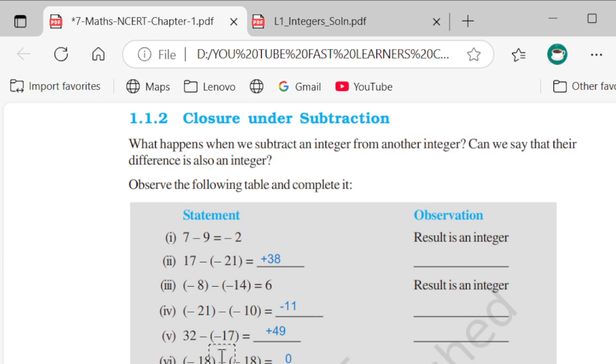32 minus minus 17, that is 32 plus 17, which is plus 49. Minus 18 plus 18 will give you 0. Minus 29 minus 0 is equal to minus 29. Here also all of these are integers. So this is the property of closure under subtraction. So if a and b are integers, then a minus b is also an integer.